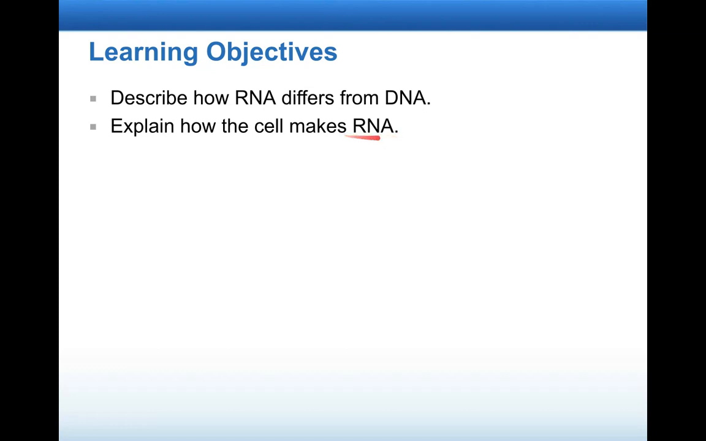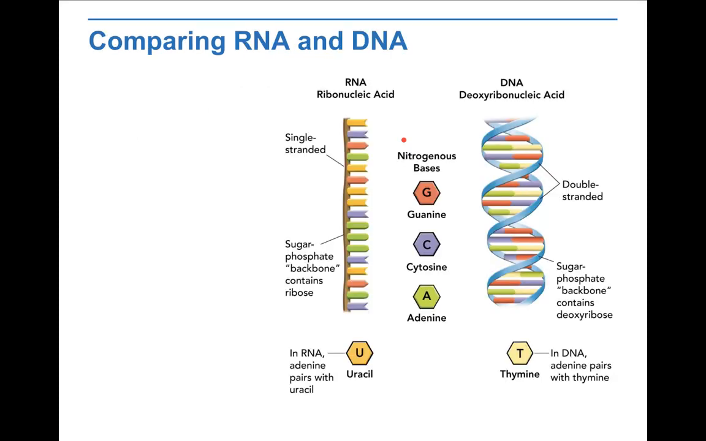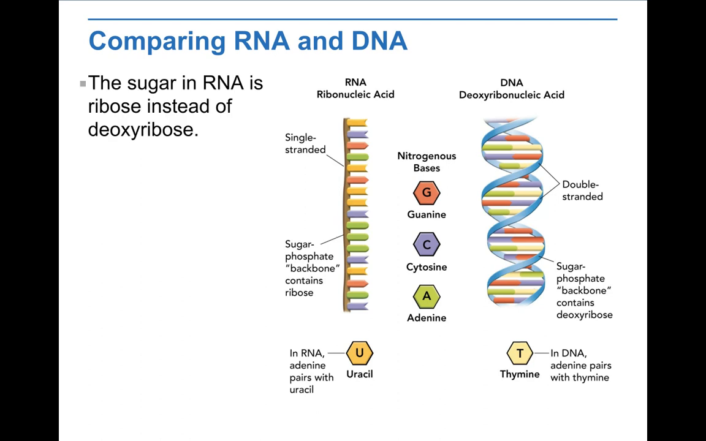One of the steps involves making RNA as part of that process. So let's start by comparing RNA and DNA. So we see that there are two different types of nucleic acids pictured here. We have DNA and RNA. They're named differently because they contain different sugars that make up their backbone.